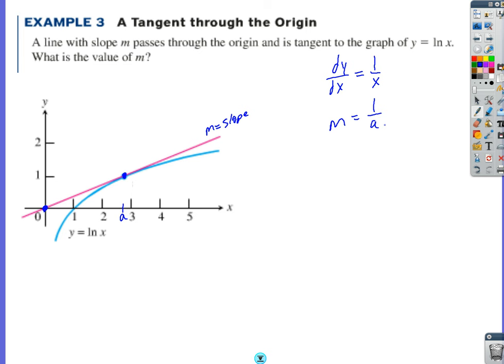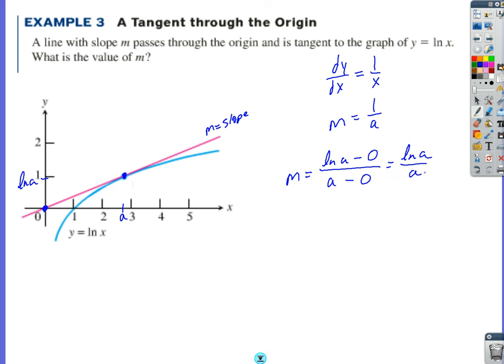I wonder if there's another way I can find the slope of this line right here. Well, I know that it passes through the origin and it passes through this point, a comma, what is this? ln of a. So if I do my good old-fashioned slope formula, y2 minus y1, I can also say that the slope of that line is ln of a minus 0 over x2 minus x1, a minus 0, which is then equal to ln of a over a.